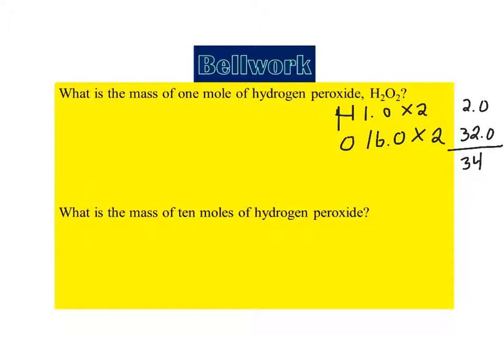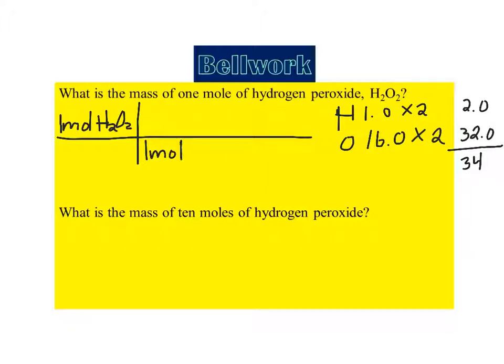And now I can throw that into my conversion. I have 1 mole of H2O2 for every 1 mole of H2O2. I have 34 grams of H2O2.